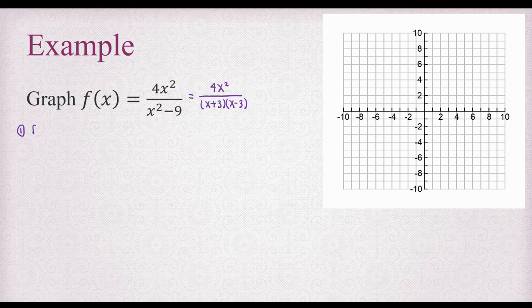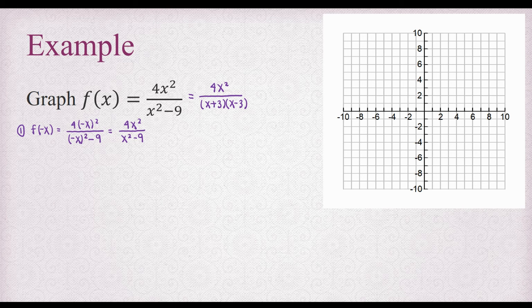Okay, so let's start by looking for symmetry. I'm going to plug -x in. We've got 4 times -x quantity squared over, going back to my original denominator, -x quantity squared minus 9. Well, when you square a negative, it's going to turn positive. So we'll have 4x squared on the top and then x squared minus 9 on the bottom.